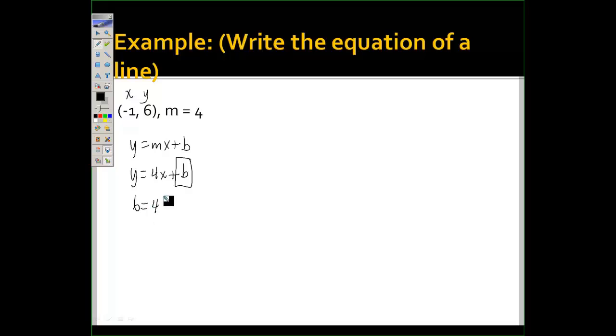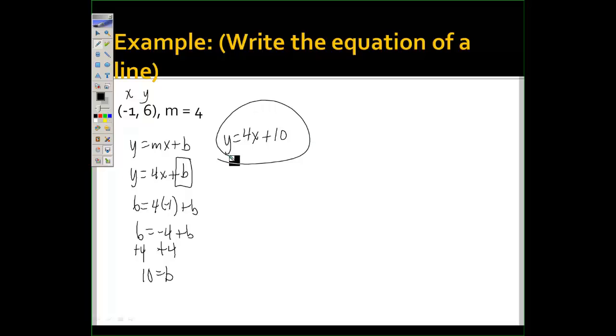We're going to say 6 must equal 4 times -1 plus b. Or 6 must equal -4 plus b. If I'm solving for b, I know that it must be equal to 10. But we haven't actually answered the question yet just by solving for b, because we need to write the equation. y equals, I know my m value is 4, and my b value is positive 10. That is the equation of my line.